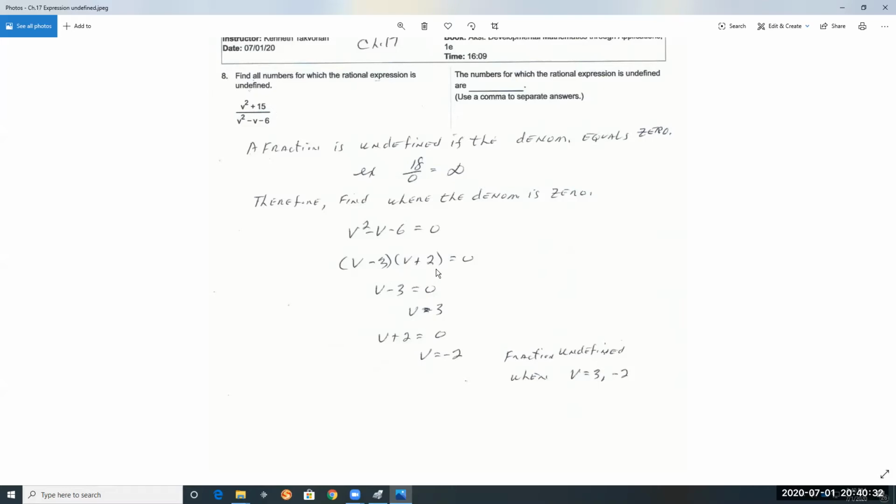If a product is equal to 0, the conclusion is that one of the factors must represent 0. So set v minus 3 equal to 0 and solve. V equals 3. Set the factor v plus 2 equal to 0 and solve. V is equal to minus 2. Therefore, this fraction becomes undefined when either v equals 3 or v equals minus 2.